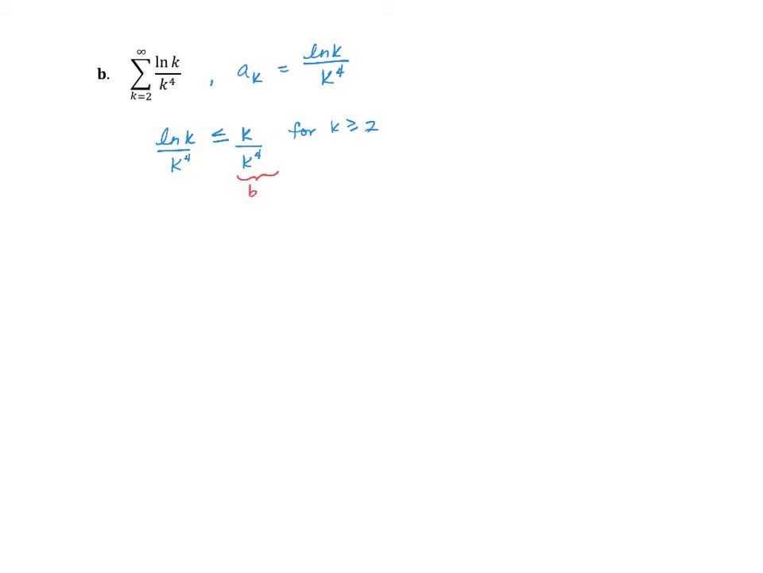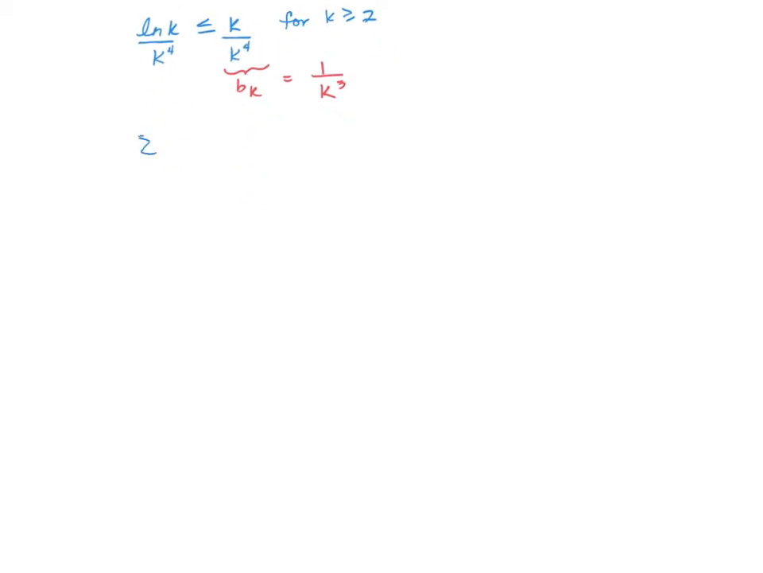This is going to be my b sub k. And if you reduce it, it's 1 over k to the third. So the series from k equal to 2 to infinity of my b sub k is 1 over k to the third. This is a convergent p series because here I have p equal to 3, so this converges.